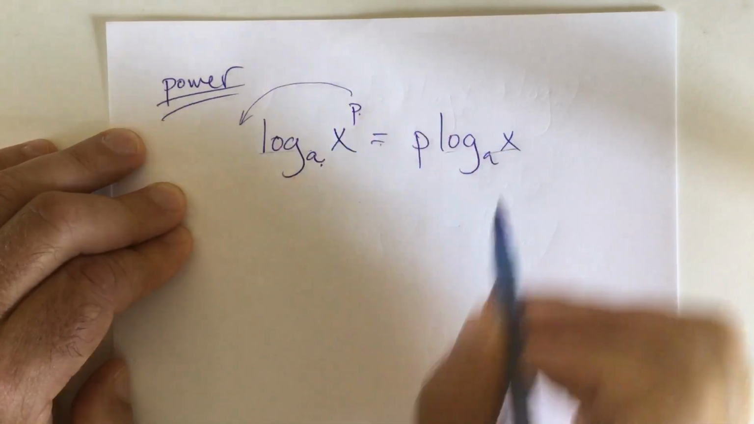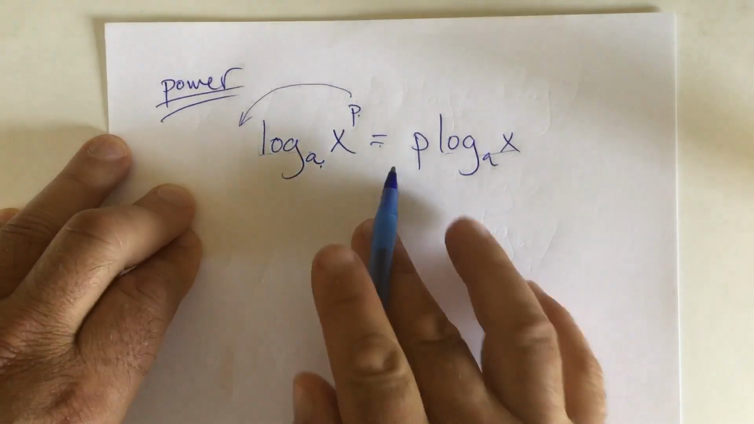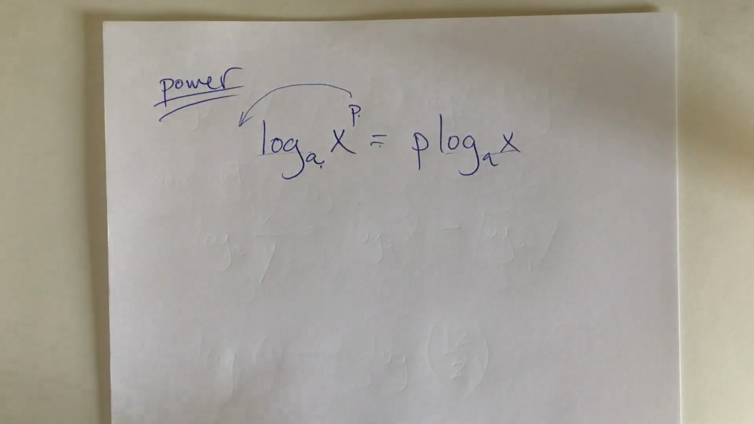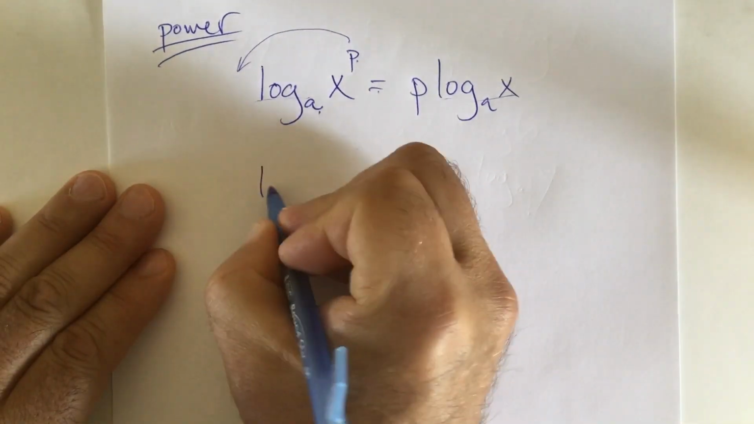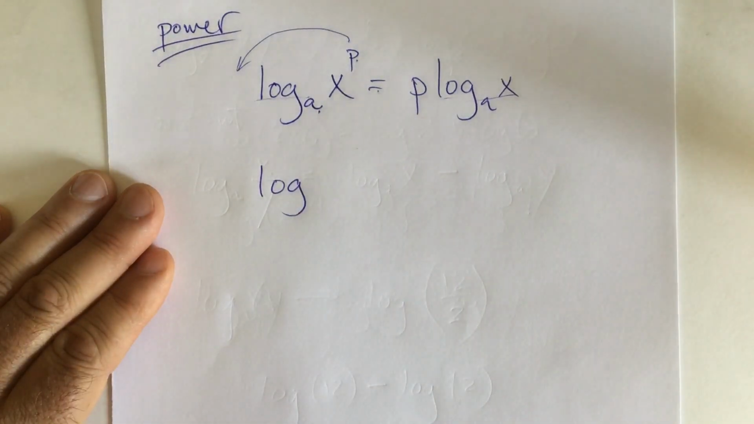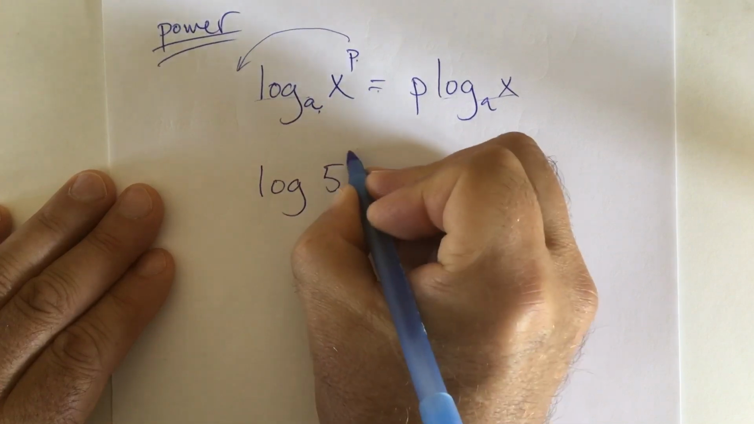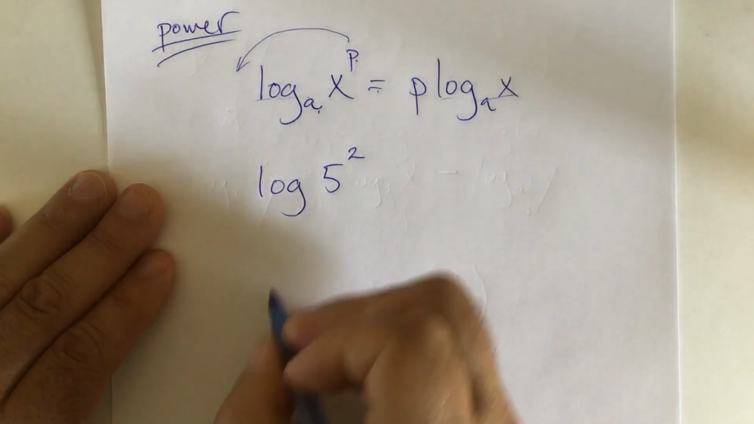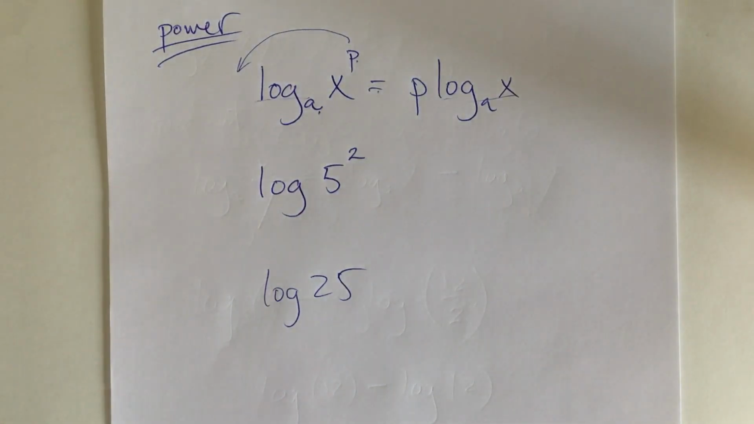"Plogax" is not how you would say that in mathematics. Kids would laugh at you at math camp if you said plogax. But let me explain what this thing is doing. If I took the log, and I'm going to use base 10 because I'm going to do this on my calculator, I took the log of 5 squared. Well, that's the same as taking the log of 25, right? I could, if I want, because 5 squared is 25.